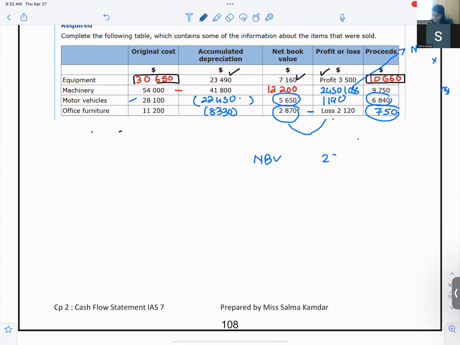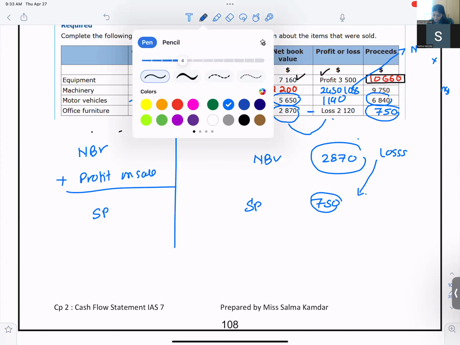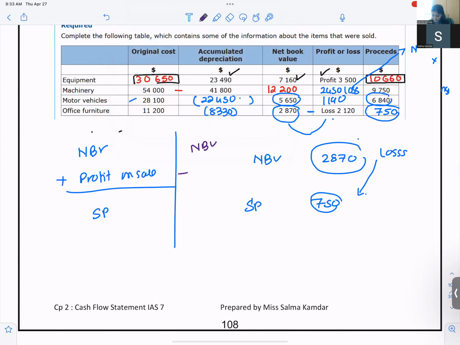Net book value is 2870. Selling price is 750. When the net book value is compared to the selling price, you will get the profit or loss. So 2870 minus 750, you get a loss. You can alternatively use this shortcut. Net book value plus the profit on sale will give you the selling price, or net book value minus loss on sale will give you the selling price of the asset that you have sold.